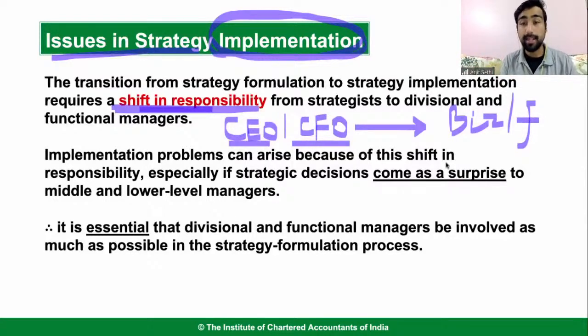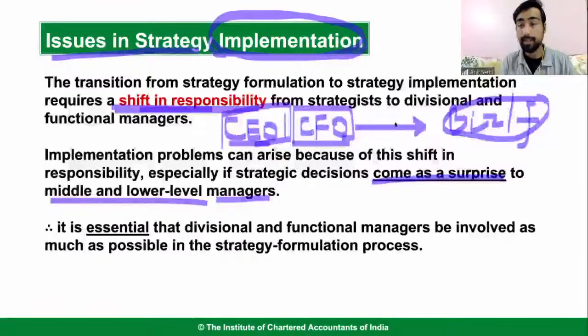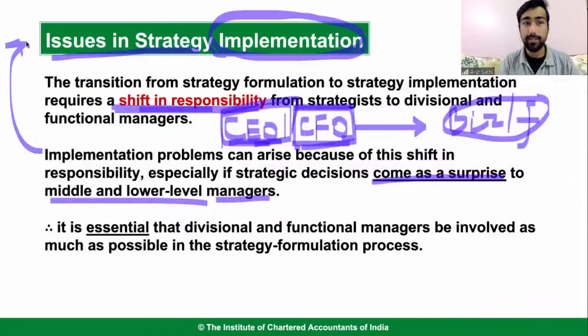Implementation problems can arise because of this shift in responsibility, especially if strategy decision comes as a surprise to middle and lower managers. Generally क्या होता है, when the decisions are being made at CEO and CFO level, they do not involve business and functional people, right? वो closed doors में they take a decision and they tell them, boss, this is a new decision, you have to implement it. And then the issues start coming.